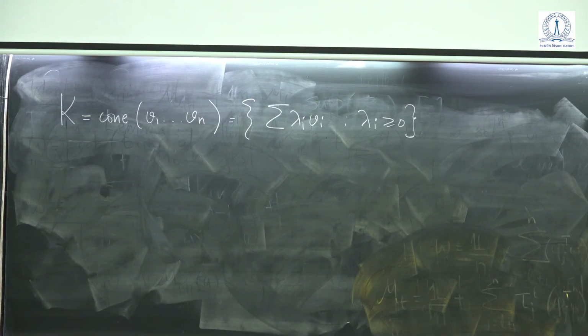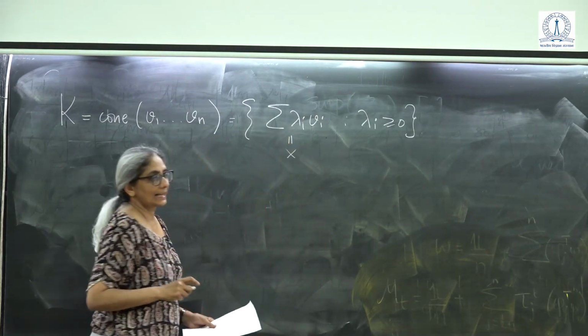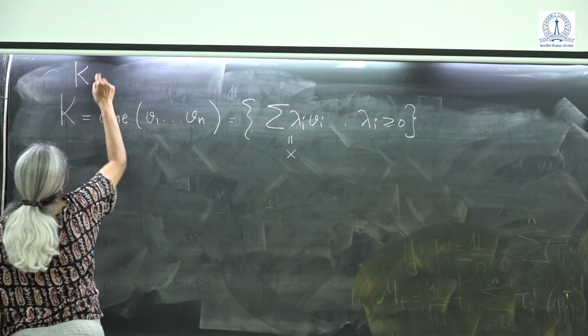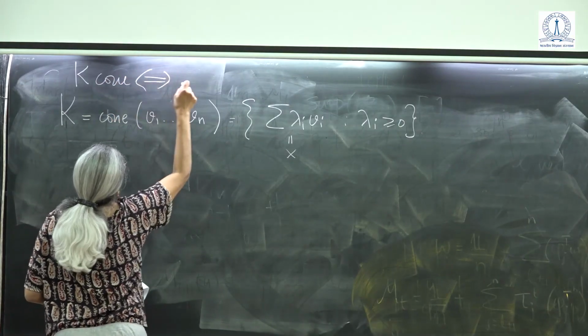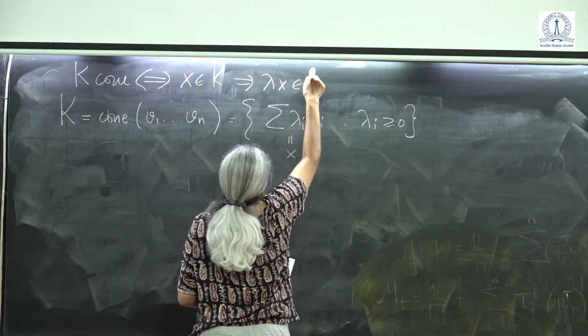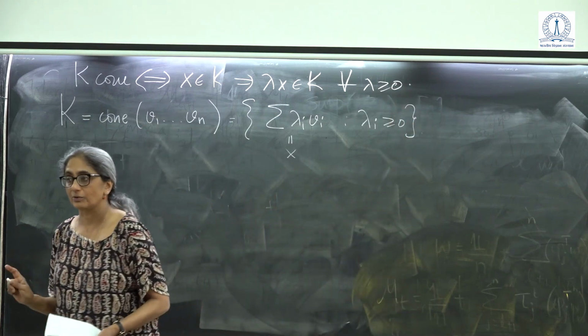Do you agree? Maybe think about it for a second. If I have some point x that looks like this, and I scale it positively with some mu, will it still look like that? Will it still be in the set? So in general, K is a cone if and only if x in K implies that lambda x is in K for every non-negative lambda. This is the definition of a cone.